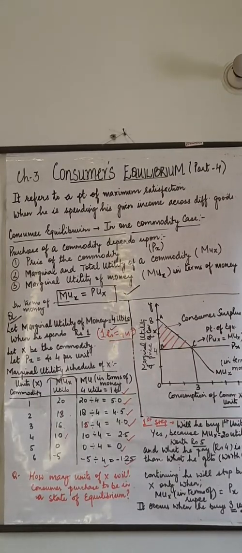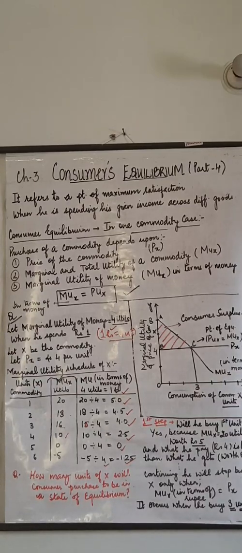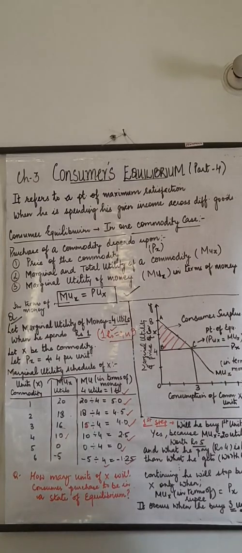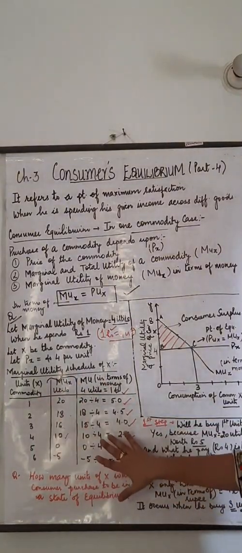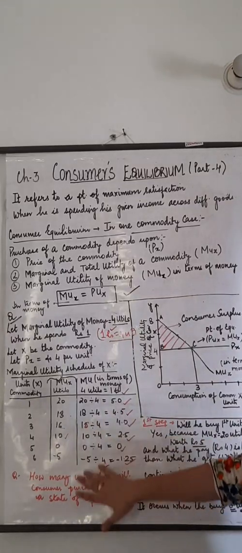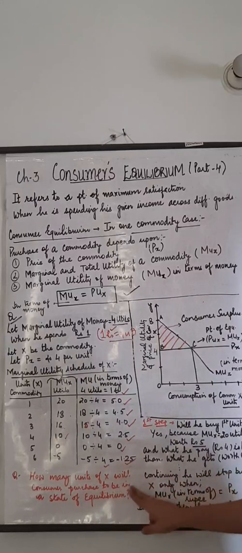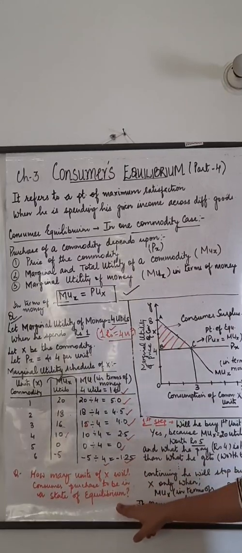We have 500 rupees, but we find it, wow, it is good. 200 rupees is worth a surplus. So moving ahead with this concept, a question arises out of this marginal utility schedule. It says, how many units of X will the consumer purchase to be in the state of equilibrium?